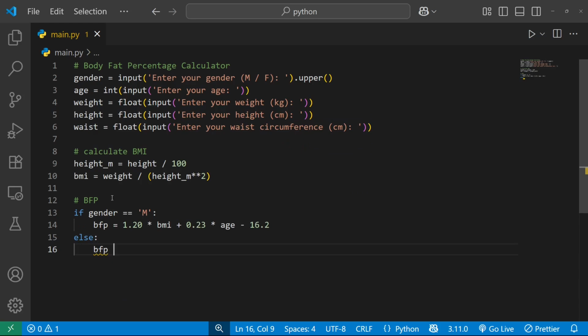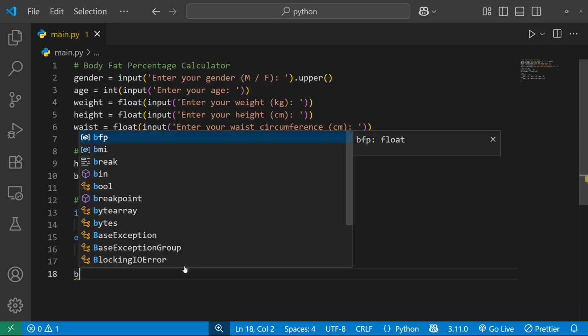So if gender is male, we will calculate it like this. If it's not, it means it's female, and we will calculate it in a slightly different way. It's the same calculation, but here we have 5.4. Okay, and that's it.